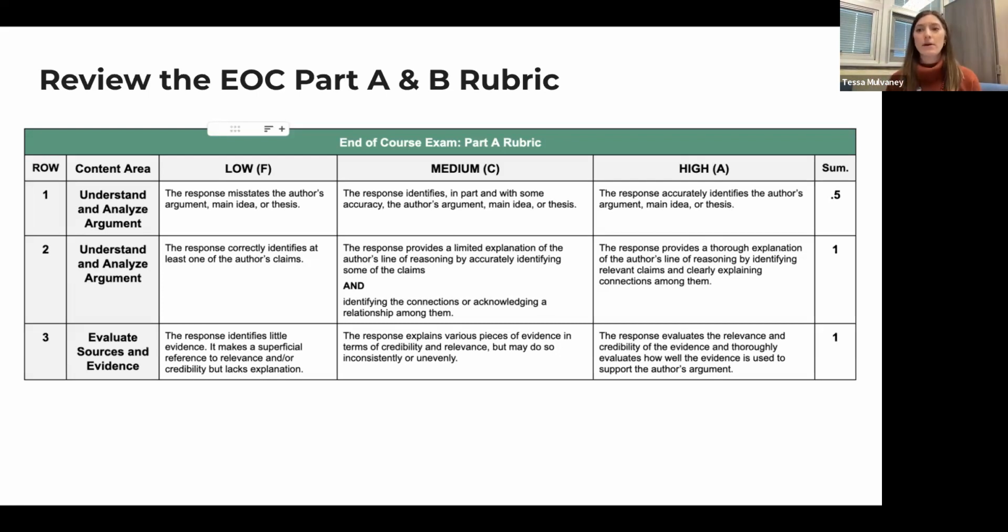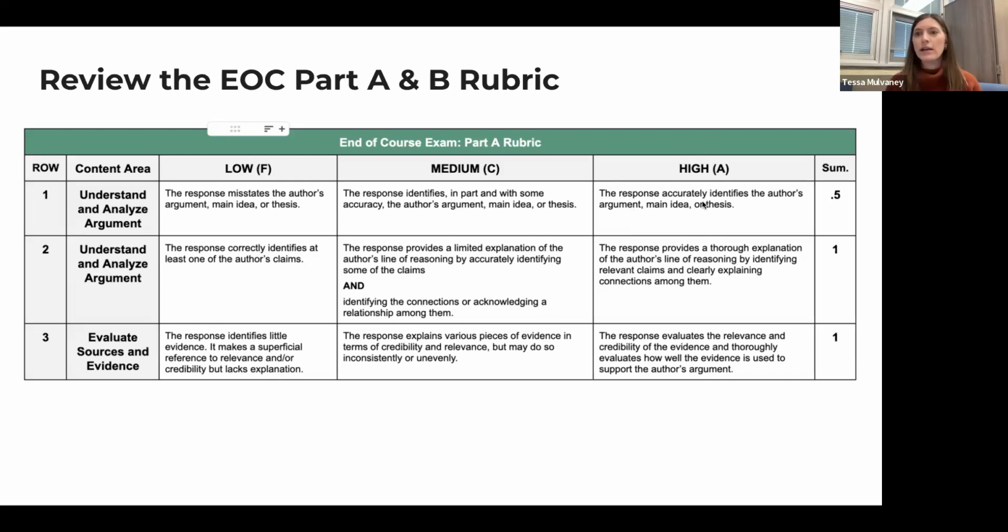Okay. For part A, remember, you are analyzing what's already there. You're not making your own new unique argument. That comes in part B. For part A, you are first understanding and analyzing the argument. You are identifying, if we look in this high category, the author's argument, their main idea, their thesis. Those three words mean the same thing. What is their purpose for writing this?